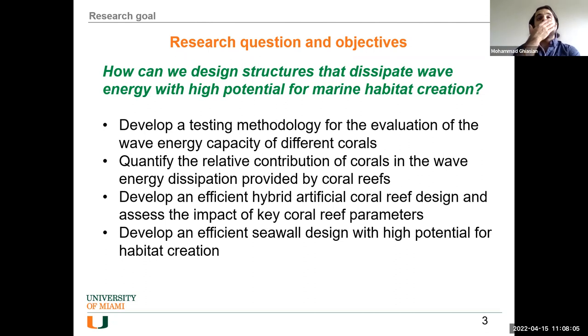And then we developed an efficient hybrid artificial coral, incorporating engineering into the design of the nature-based solution and assessing their impacts for having a better performance of this nature-based solution, which is blended with engineering knowledge. And at the end, we also incorporate the biocompatibility criteria in the design of the common shoreline protection system, which are seawall structures, to not only protect the shorelines, but also provide a good habitat for marine life.